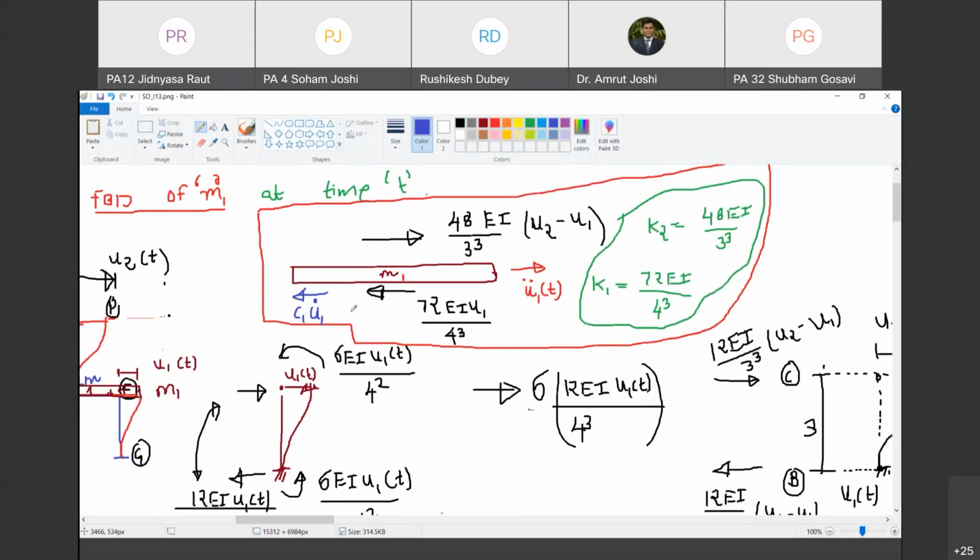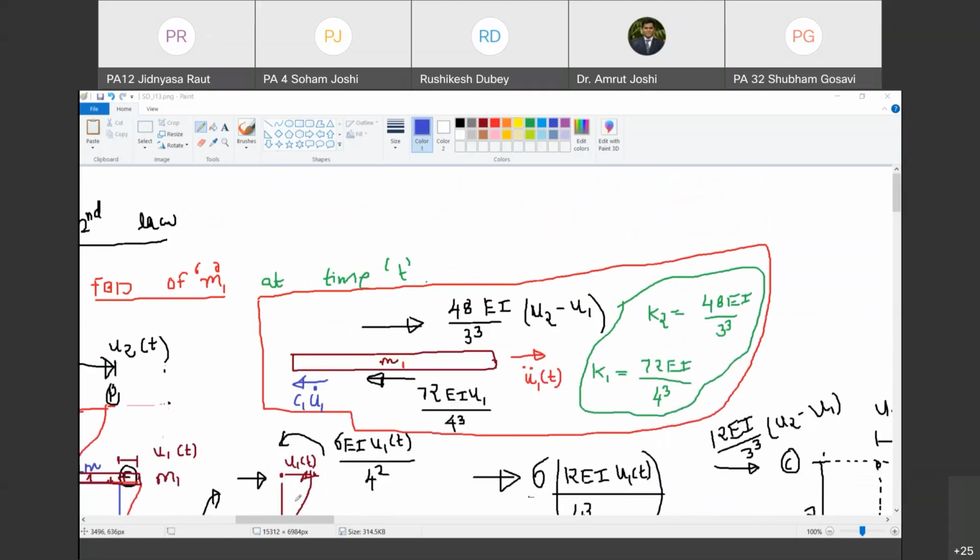And I am going to write it as u1 dot alone. I am not going to write it as u1 dot of t. It is understood that it is calculated at time instant t, at which you are going to draw this free body diagram. Happy? Yes, sir. If anyone has doubt at any step, then you should ask me there and then itself, because it is very crucial to understand this.